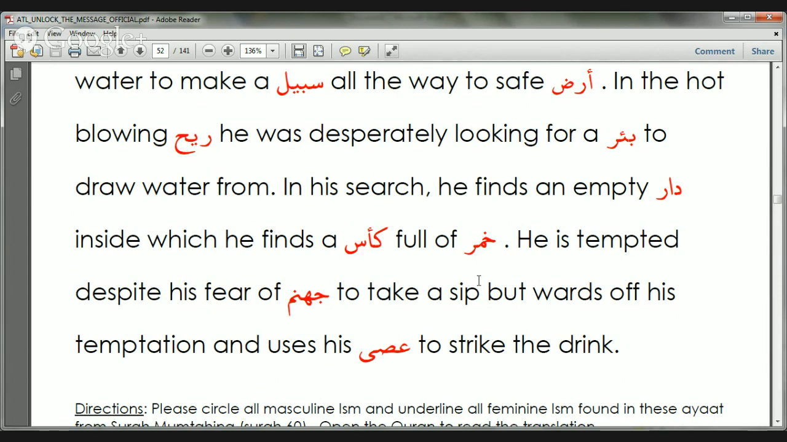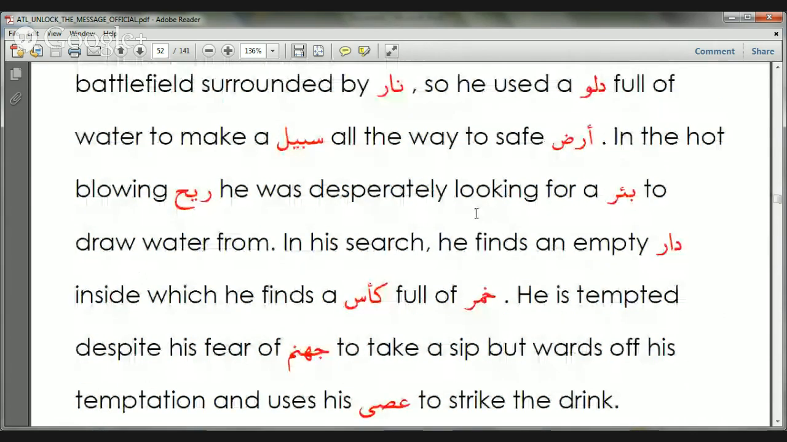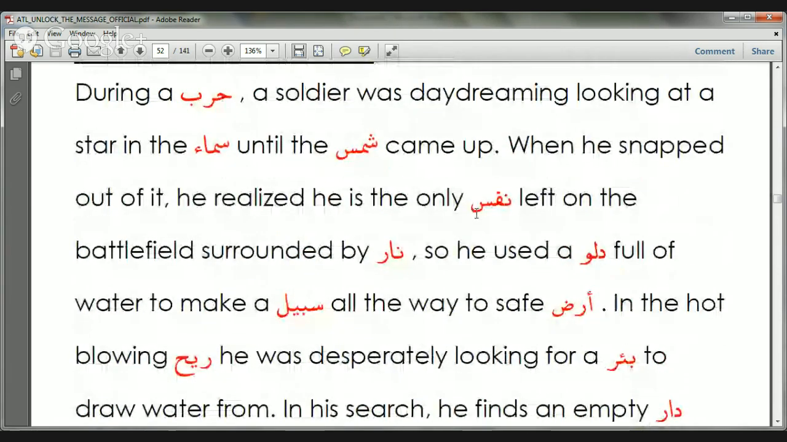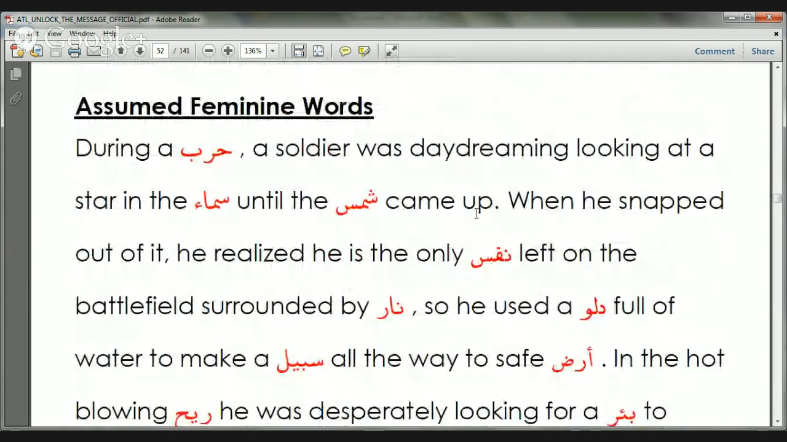1, 2, 3, 4, 5, 6, 7, 8, 9, 10, 11, 12, 13. It's technically only 13 words to memorize because you guys already know 2 of these, right? Which ones do you know? Oh, Narun, yes, possible. Nafsun and Sama'un. We didn't do any other ones.